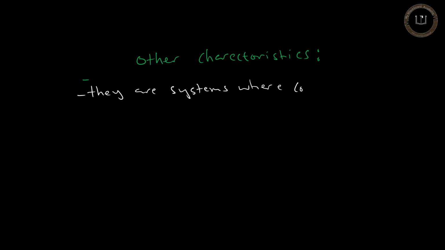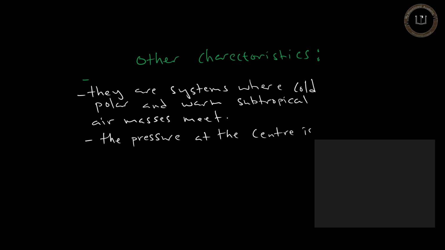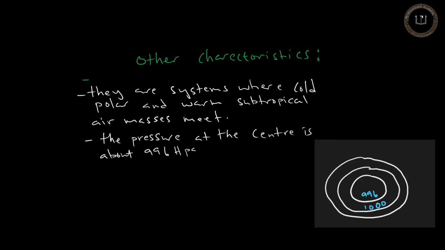Mid-latitude cyclones also have other characteristics that distinguish them from other cyclones. They are systems where cold polar and warm subtropical air masses meet. The boundary between the two air masses is called the front. The pressure at the center is about 996 hectopascals.